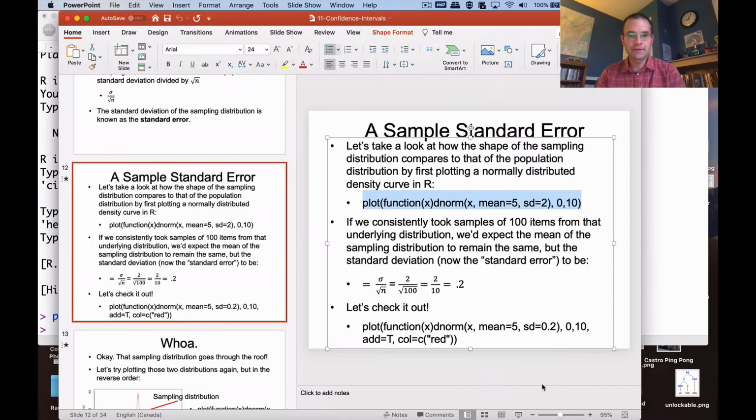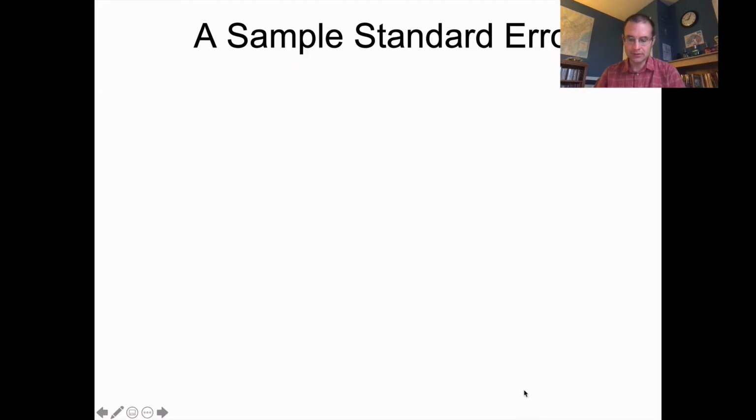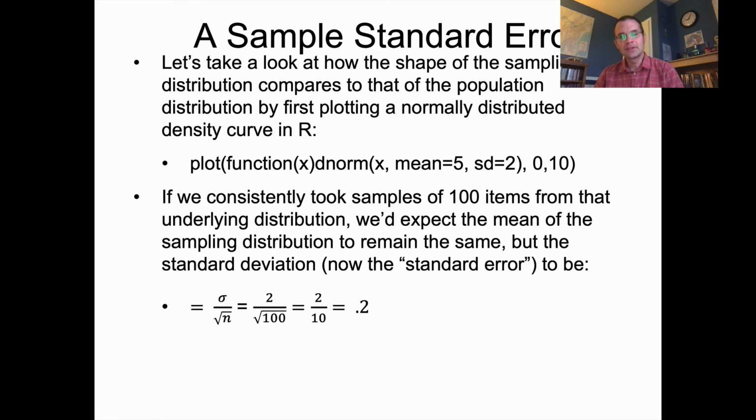Yeah, so if we consistently took samples of 100 items from that underlying distribution, we'd expect the mean of the sampling distribution to remain the same. This is part of the central limit theorem. The mean of the sampling distribution is the same as the mean of the population distribution. But the standard deviation, which we're now calling the standard error, is going to be that underlying population standard deviation, sigma, divided by the square root of n. So that underlying population standard deviation is 2. N is 100. We're taking samples of 100 items from the population each time. Square root of 100 is 10, so 2 divided by 10 is 0.2.